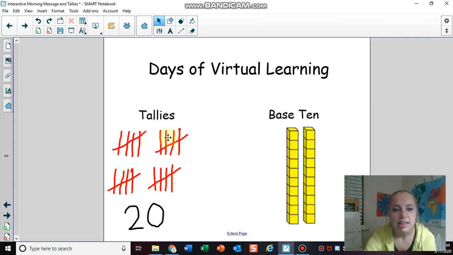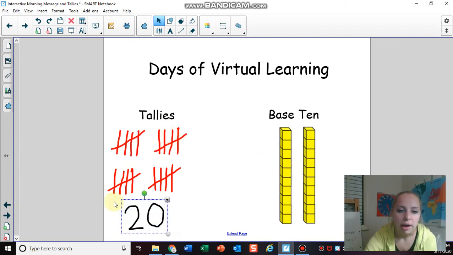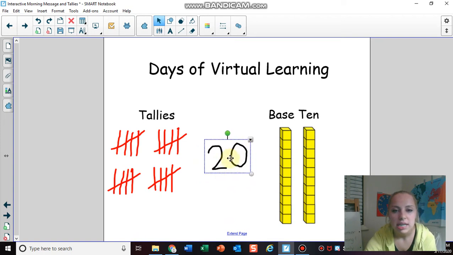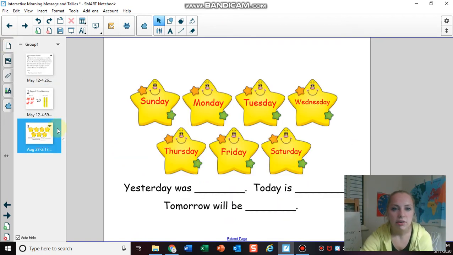So I highlighted that two fives equals 10, and of course one of these sticks is equal to 10. And no matter what, we have 20 days of virtual learning. Now let's go ahead and look down here, and I've created a new days of the week method of showing what yesterday was, what today is, and what tomorrow will be. So let's go ahead and sing our days of the week song.